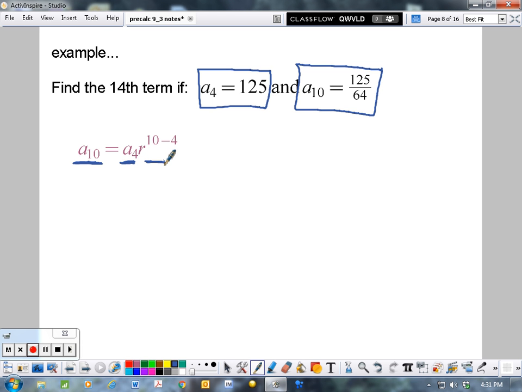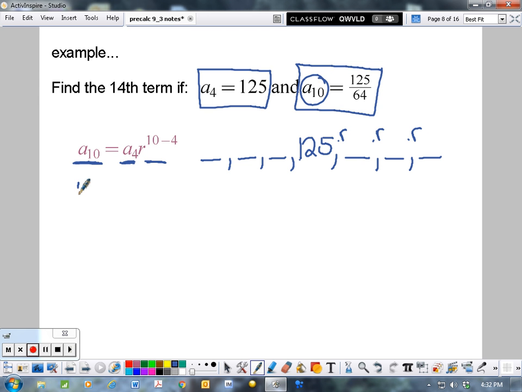Why does that work? If I think about my sequence, I've got my first, second, third, 4th term, and then my 5th and 6th and 7th and so on. If this is my 4th term, I have to times that by r to get the 5th, and then times by r to get the 6th, and times by r to get the 7th, and so on. I'm going to keep doing this until I get to my 10th one, which means I have to times by r 6 times to get that 10th term. And that's how we set that up.